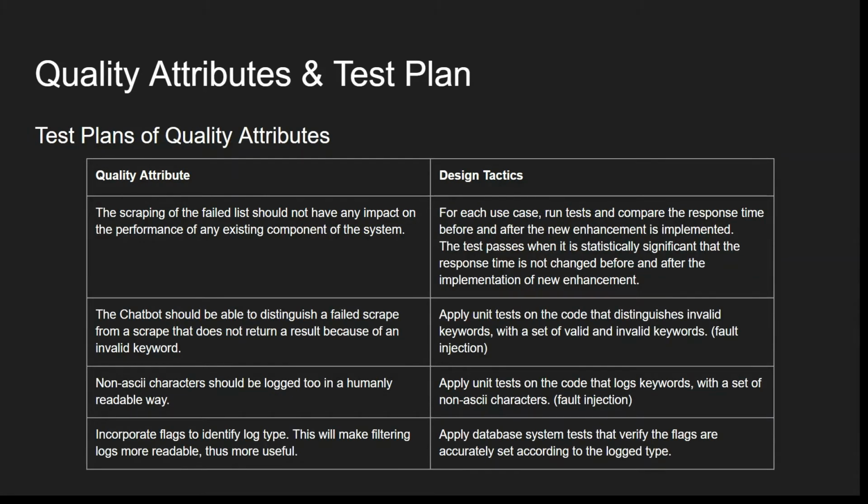With the quality attributes in mind, we can now develop a test plan. To test the performance of the existing system, we can compare the response time before and after the enhancement is implemented. To test the chatbot's ability to find out if a keyword is valid and its ability to log non-ASCII characters, we can use fault injection, that is, manually inject incorrect inputs and see if the code can handle it correctly. Finally, we apply a database system test to verify if the flags are set as desired.